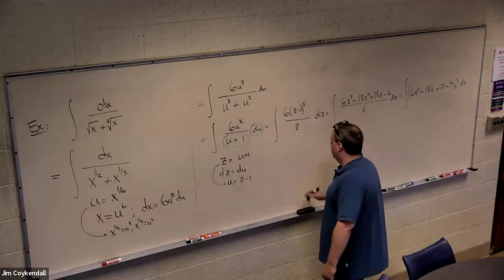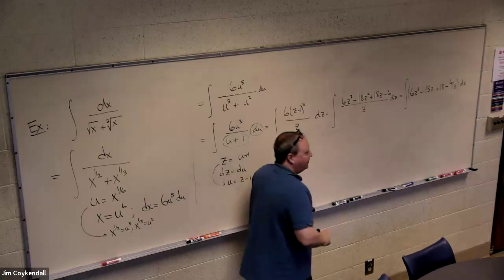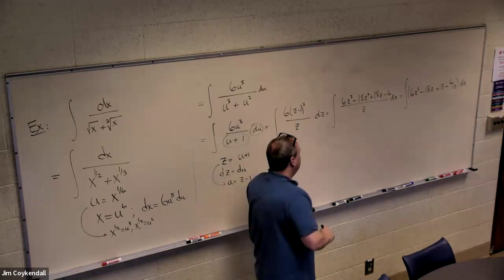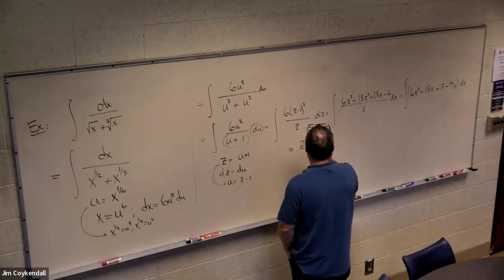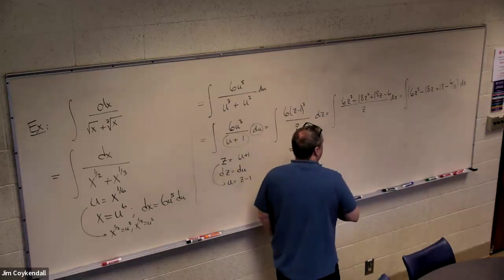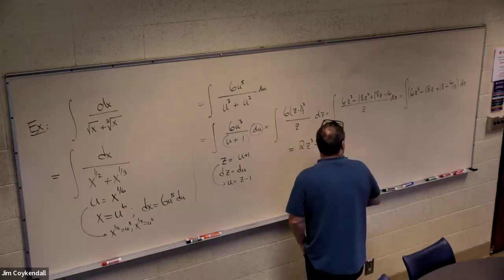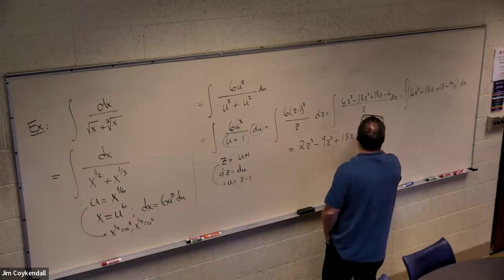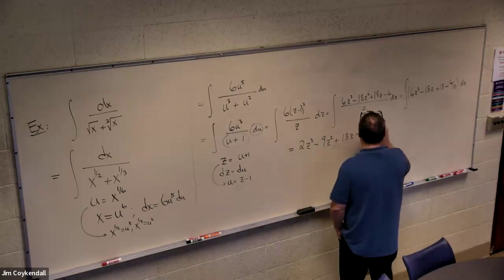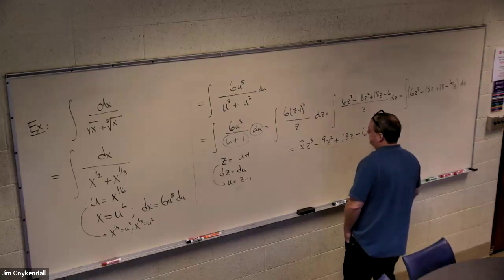So now we start the process. Antiderivative: 6z squared should be 2z cubed. The antiderivative of 18z is 9z squared. The antiderivative of 18 is 18z. And then you have minus 6 natural log of z, plus a constant.